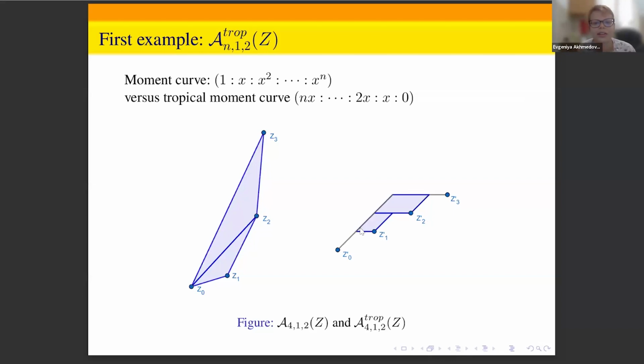So here is an example of the tropical cyclic polytope on the right. And here we already see what the triangulation might look like. So the tropical moment curve is just the tropicalization of the regular one.